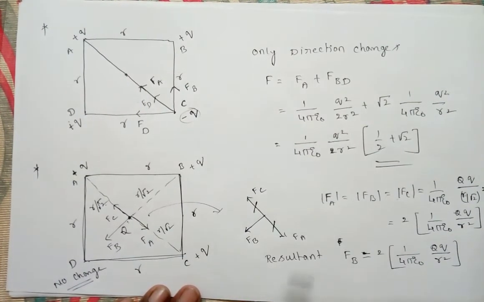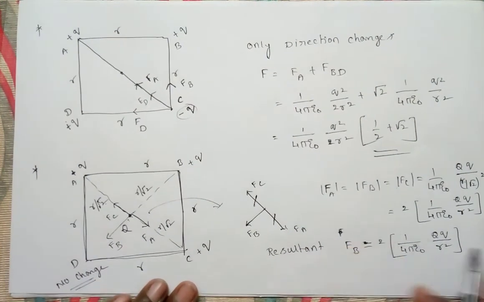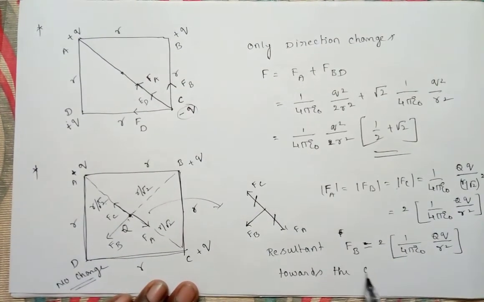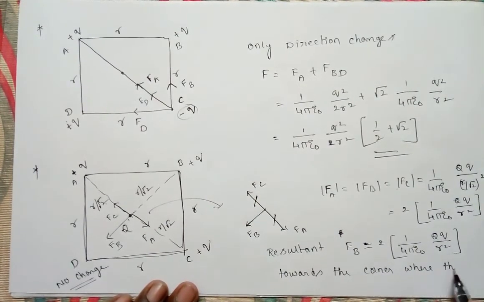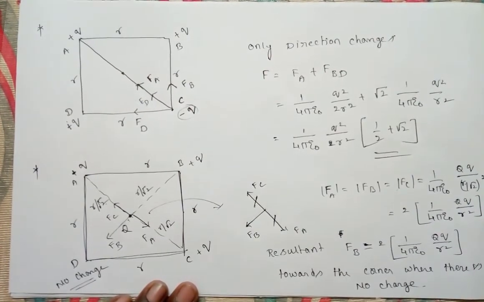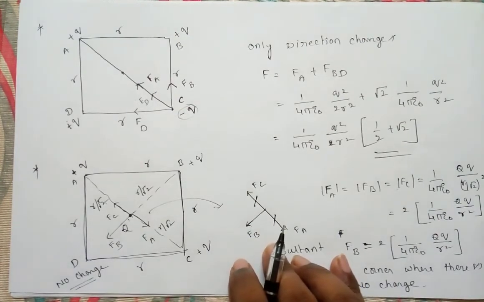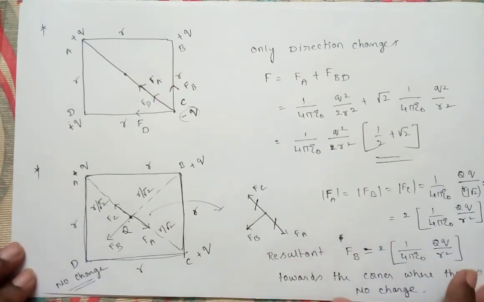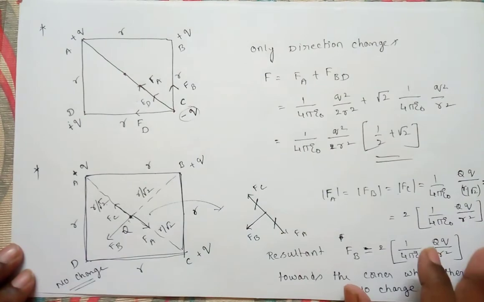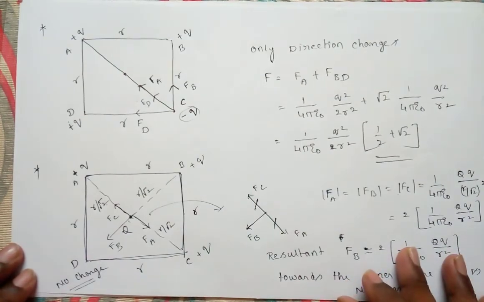And its direction, you observe, is towards the charge which is absent, towards the corner where there is no charge. So these are the cases you can understand. Then we can go for another situation. These are the different square cases, then we can discuss another case.